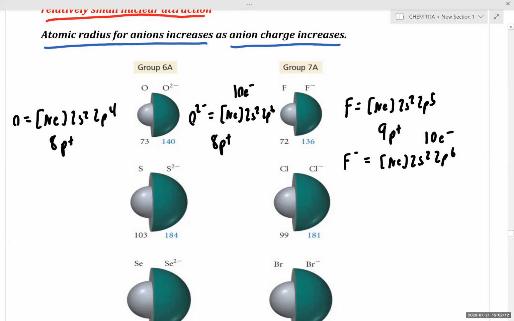We still have 9 protons, but now we have 10 electrons. And because we have more electrons than protons, the electrons are experiencing greater repulsive interactions, and there's not really an increase in the nuclear charge. We have more electrons experiencing the same attractive interaction, and as a result, our radius increases. And the larger the charge, the more electrons we pile on, the greater our radius will increase by.